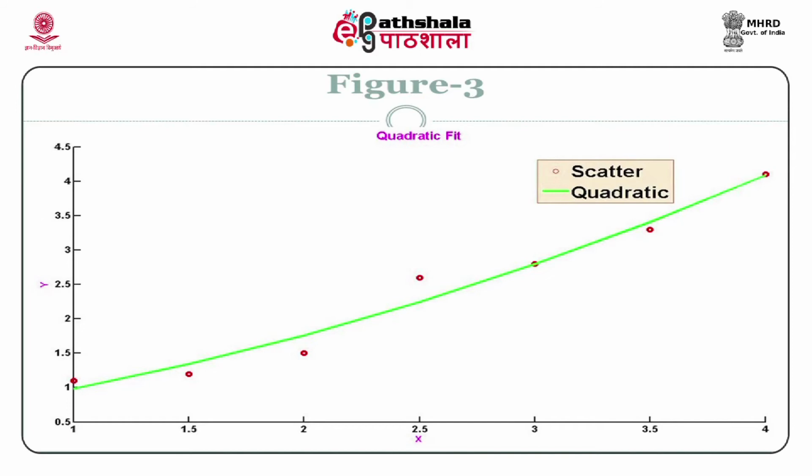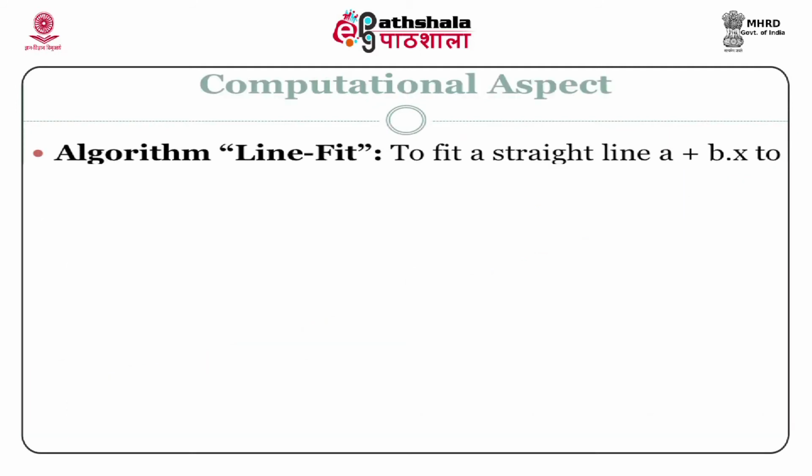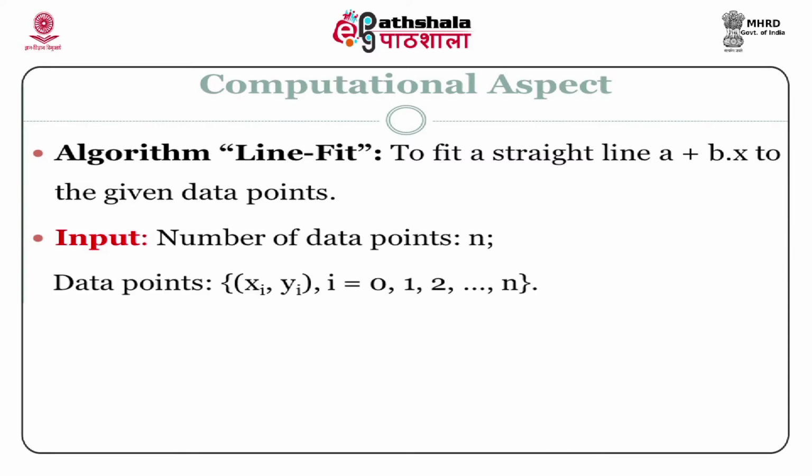So most of the points are close to the estimated curve. If you consider the algorithm line fit, to fit the straight line a plus bx to the given data points, the input is the number of data points n, and the data points xi, yi for i equal to 0, 1, 2, 3 up to n.